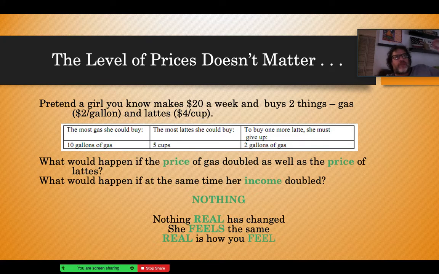And this is something that I'll continue to say. I have a little song for you in a minute. I'm not going to sing it. And so I always like to say, real is how you feel, right? Because we're going to talk about what's happened to her real income when prices have doubled at the same time. Nothing. So she feels the same. So her real income has stayed the same. Now, let's look at another example.